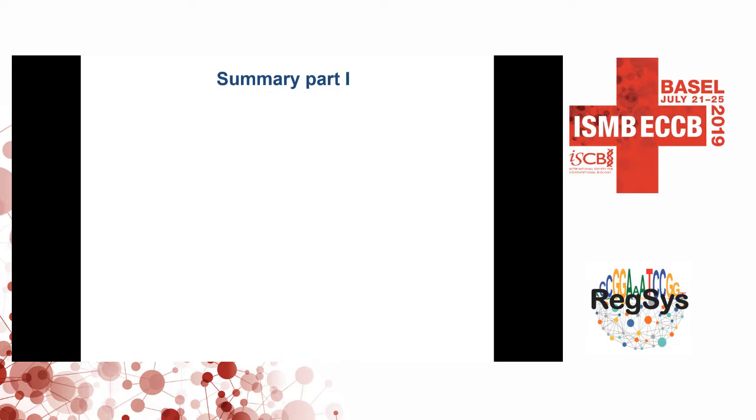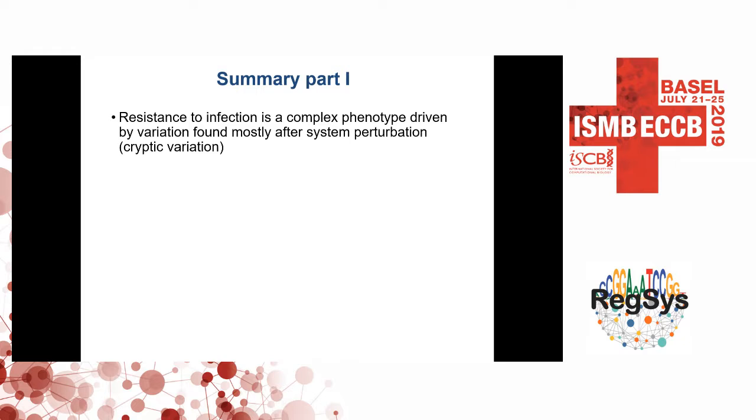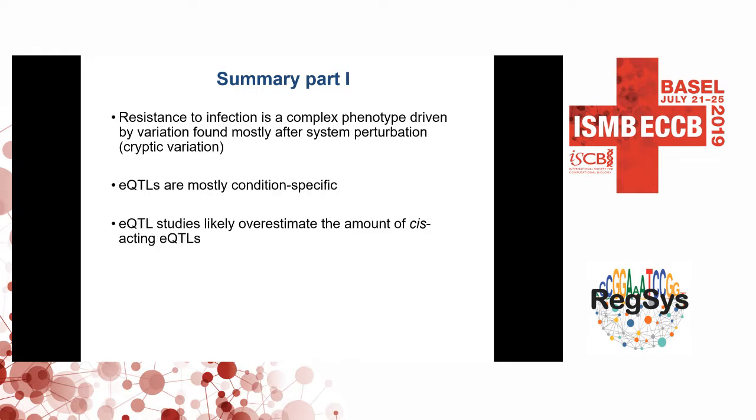I can't go into too much detail because I'd like to also talk about another story, but I'm going to quickly summarize, therefore, that the resistance to infection is truly a complex phenotype driven by variation from mostly after system perturbation, so cryptic variation. eQTLs are mostly condition-specific, but perhaps even more surprising, we seem to see that eQTLs tend to overestimate the amount of cis-acting eQTLs. In data I don't show you, but we actually have the data, it seems that neither proximity to the target gene nor significance of the local association are good predictors to say whether a variant will act in cis or not.